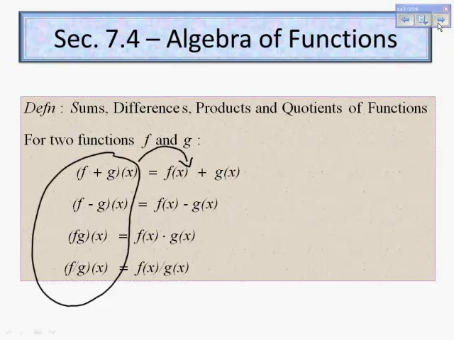Now, as you'll see with a couple examples, you can make some sign errors very easily if you don't pay attention to what you're doing. So we'll be real careful when we go through this. But again, you already know how to do this. I'm just basically doing it with two different functions. So let's look at a couple examples.